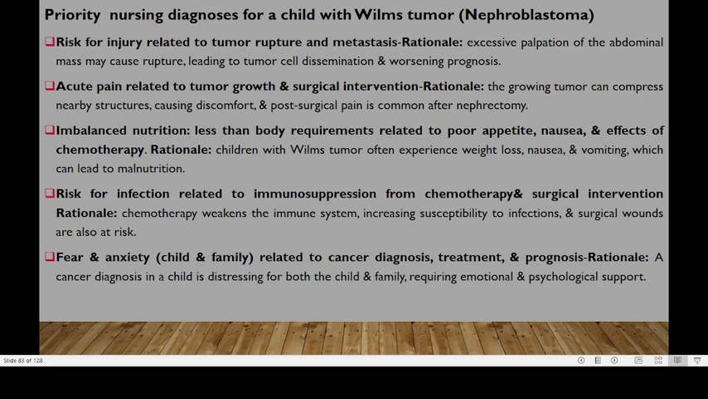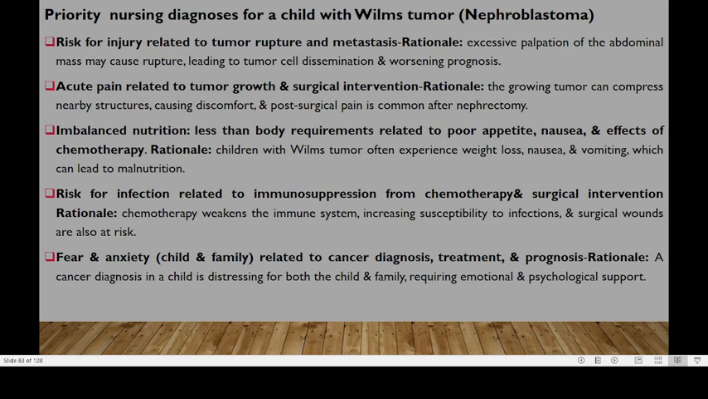What are some of the priority nursing diagnoses for a child with Wilms tumor, that is the nephroblastoma? We could talk of risk for injury related to tumor rupture and metastasis, and this is because of excessive palpation of the abdominal mass, which might cause rupture, leading to tumor cell dissemination and worsening prognosis.